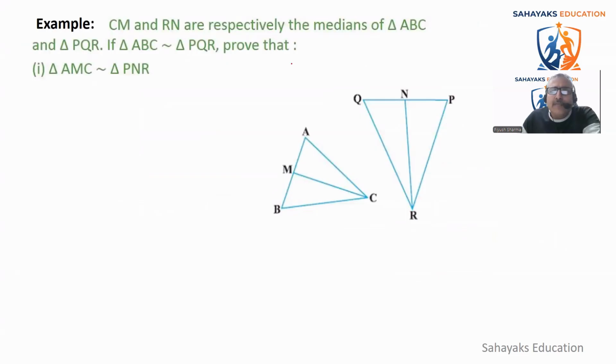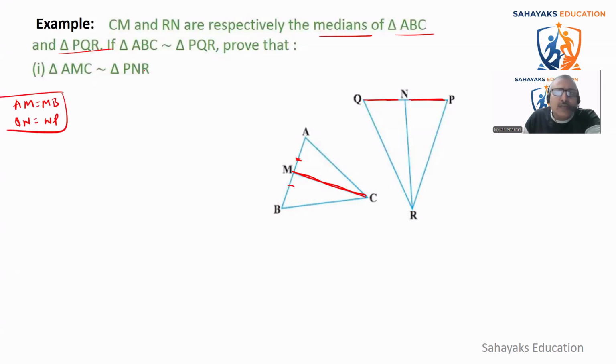CM and RN are respectively the medians of triangle ABC and PQR. Okay, CM. So this is a median. What is a median? The median is which divides the opposite side of the triangle into two equal parts. So this side is equal to this side. So we can say AM is equal to MB. And similarly, RN is a median. So QN, this part is equal to NP. Okay, so I'll just write it as AM is equal to MB and QN is equal to NP. Okay, this is given to us.